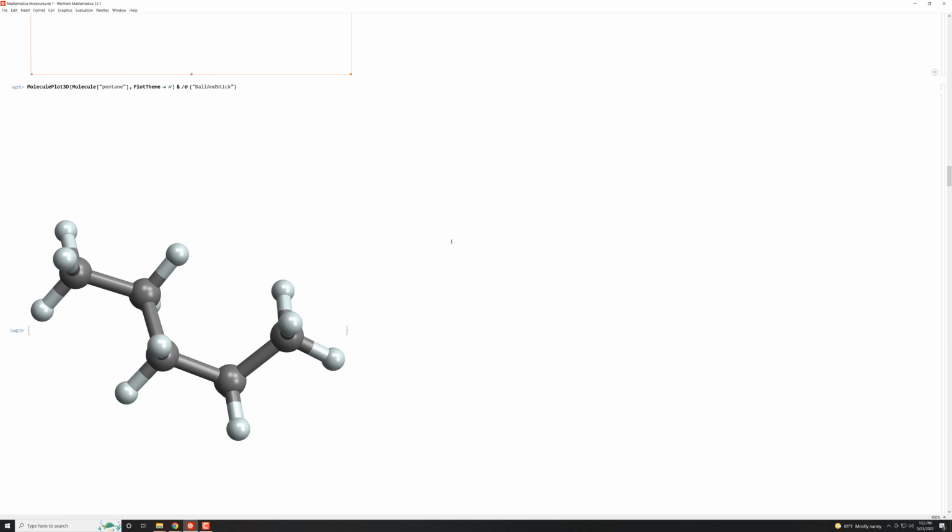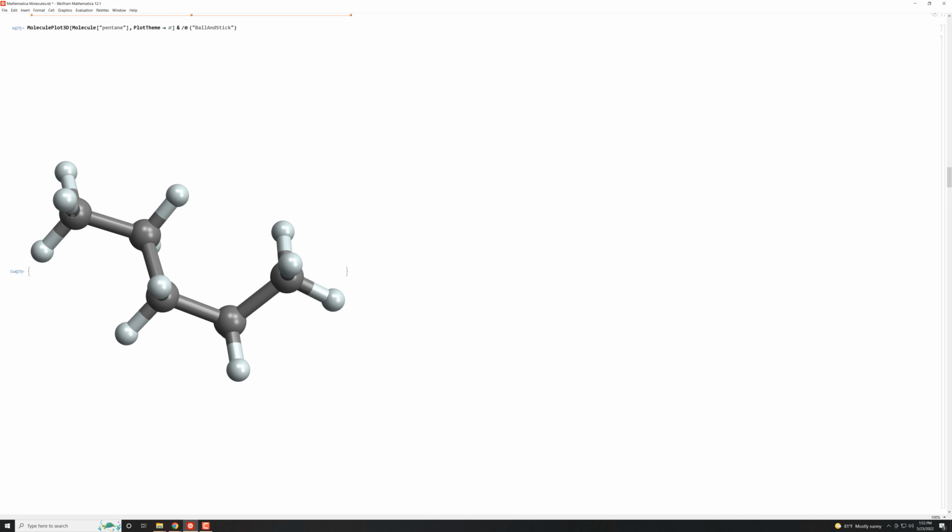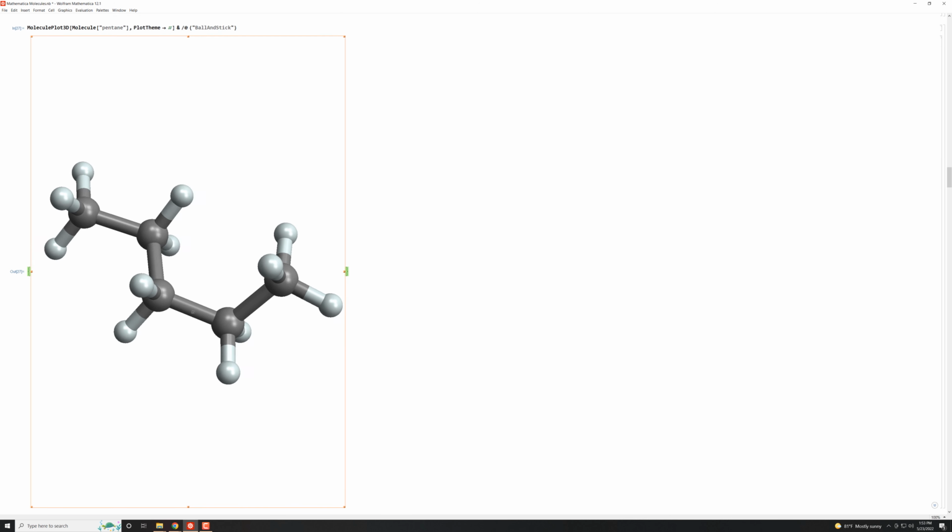Now, when we add another carbon, we get to pentane. This is a 5-carbon chain: 1, 2, 3, 4, 5. But again, notice that the carbons on the end have 3 hydrogens, this one and this one, but every interior carbon only has 2 hydrogens. But again, every carbon has 4 bonds.